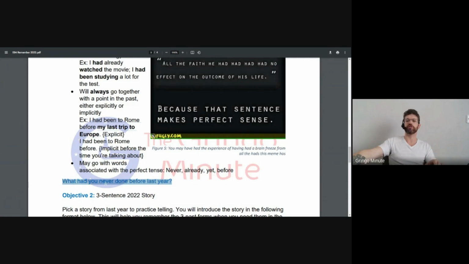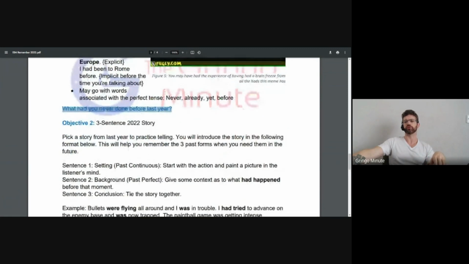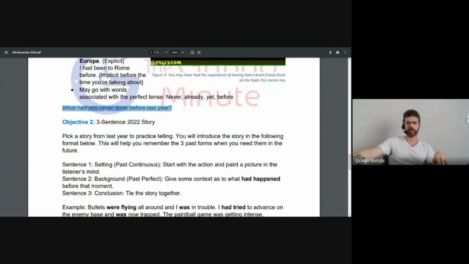So what had you never done before last year? It's a quick exercise. It's a good one, though. We did this last year. Before that, we had never done it. Team, all of this is to reach this point right here, a 3-sentence 2022 story. And basically, I want you to tell a story in 3 sentences. I have found that 3 sentences is the limit. If I ask for more, my students are like, no. If I ask for less, it's not really a story.